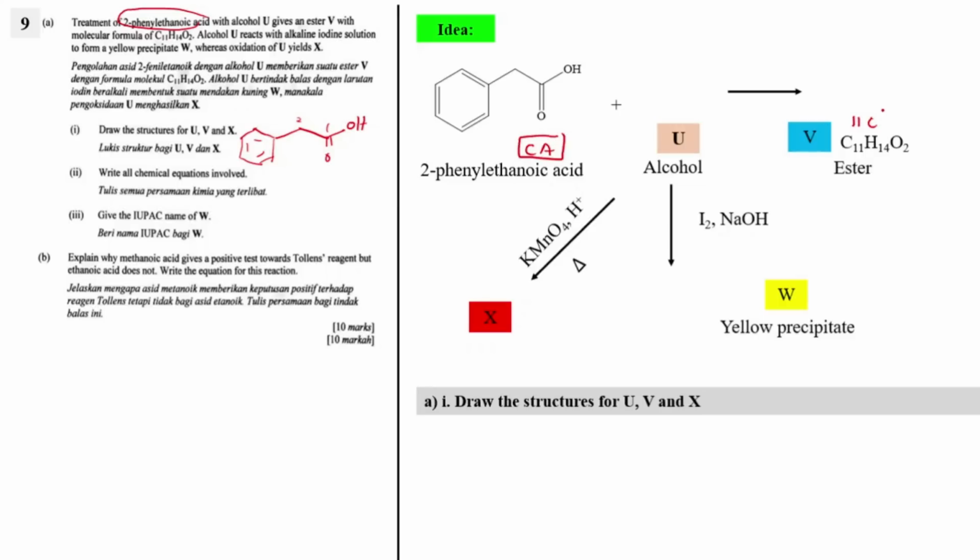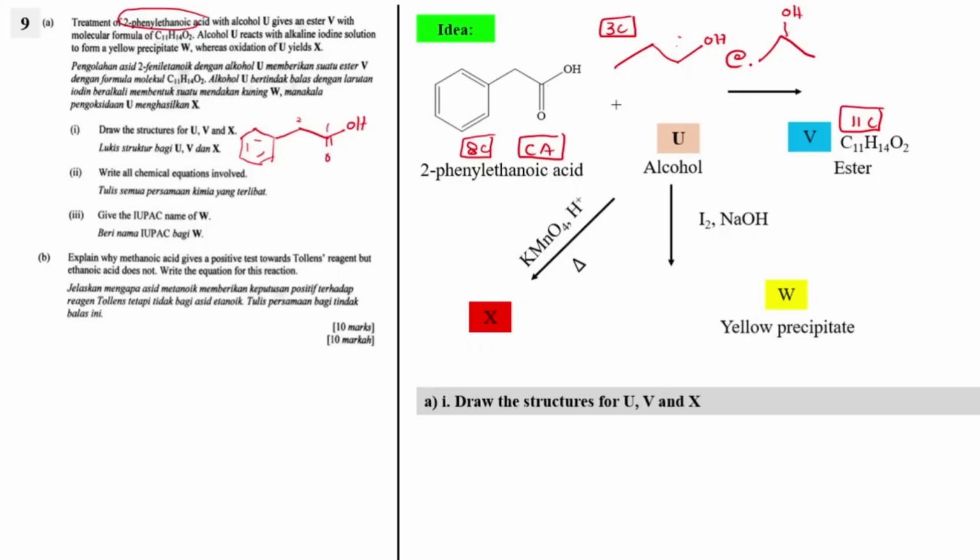So 11 carbon, and then our carboxylic acid will have 1, 2, 3, 4, 5, 6, 7, 8. It's going to have 8 carbon. So logically, our alcohol will need to have 3 carbon. Okay, so our alcohol can be 1, 2, 3 with OH, or it can be 1, 2 OH here. So it can be a primary alcohol or secondary alcohol. So which of these is correct? This one or this one?